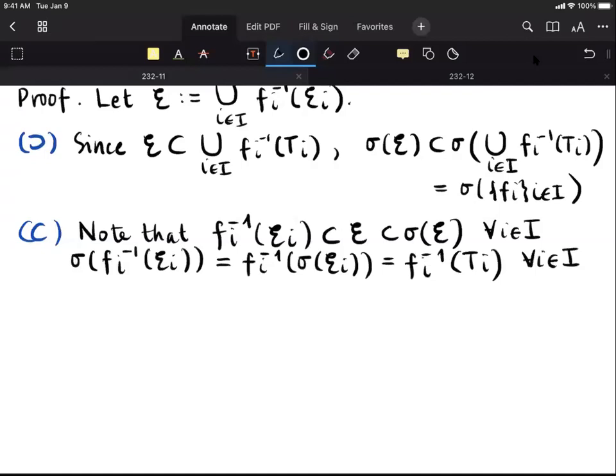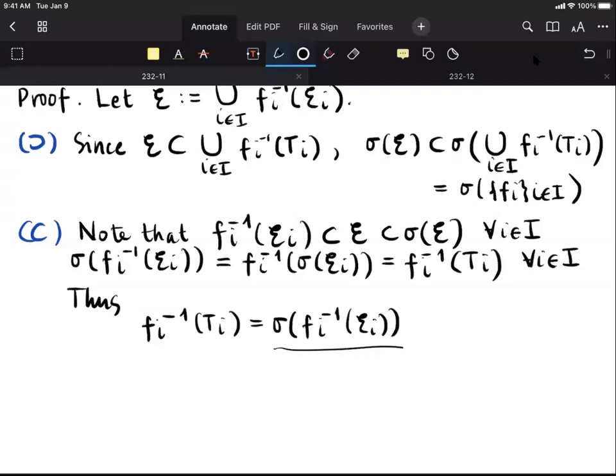So therefore, starting from the left-hand side and applying this one, take note that this is the smallest sigma algebra containing the inverse image, and we have here a particular sigma algebra containing the inverse image. So this one must be a subset of sigma sub E, again for all I in capital I.